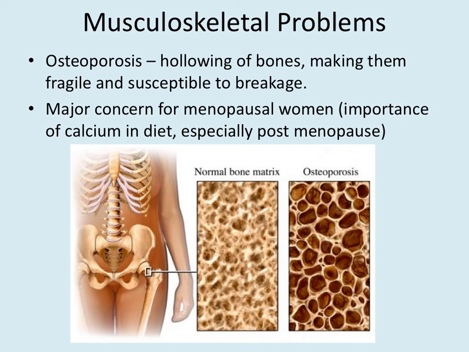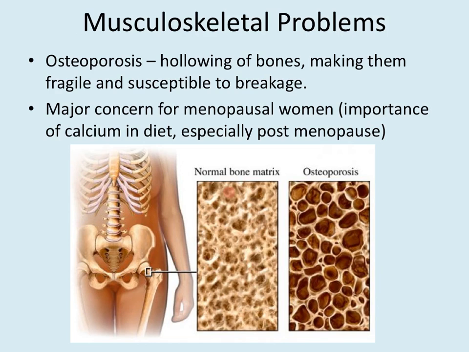Now we do have some problems with our skeleton. Specifically, this disease called osteoporosis. What happens in osteoporosis is basically your bones start hollowing out. So if you look on the left here under normal bone matrix in my picture, this is what your bones should look like. But over time, especially it's more common in females after menopause, their bones become really, really weak. You can see in the picture, osteoporosis is basically hollowing of bones. So now your bones are very fragile.